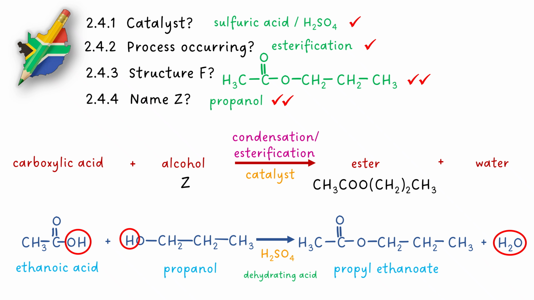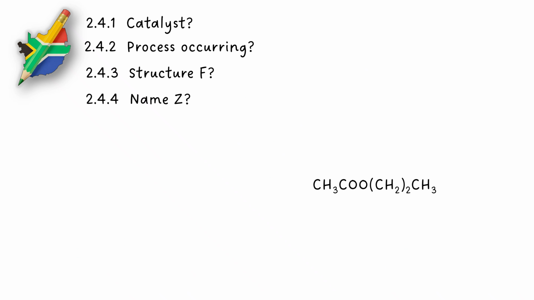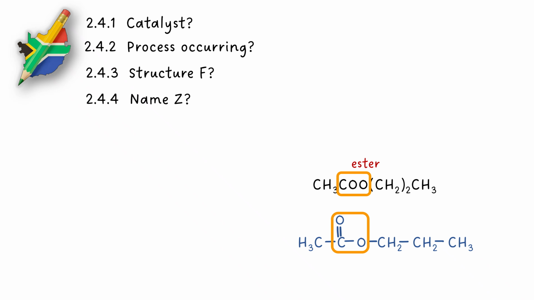This question asks us to identify the catalyst, the process which is occurring, the structure of substance F, and the name of a substance which we will call Z. This is compound F, and if we expand its condensed formula a bit, we get this structure. We can see that it has an ester group here. So compound F is an ester.